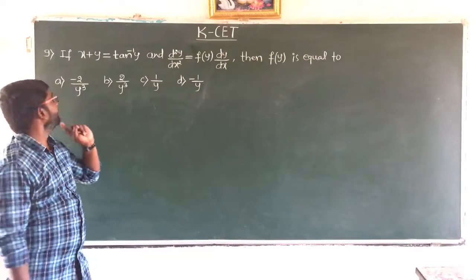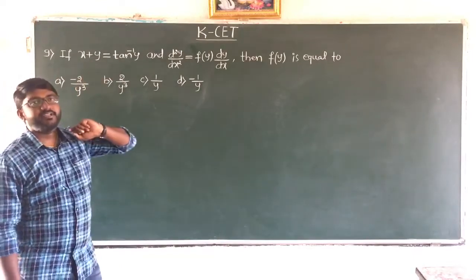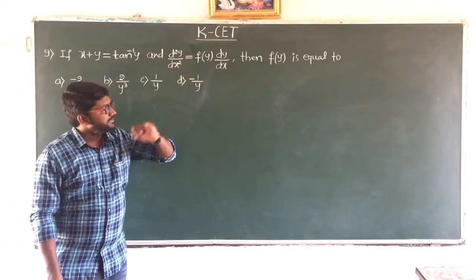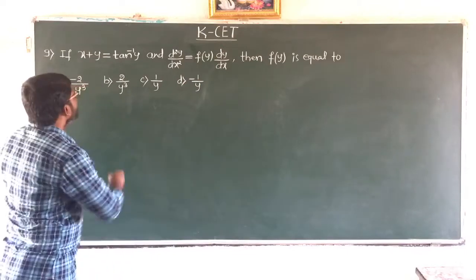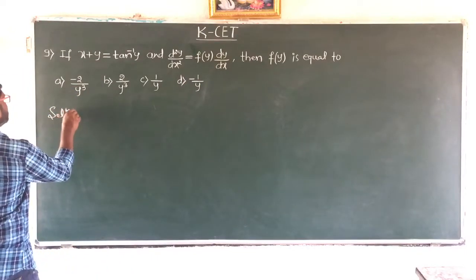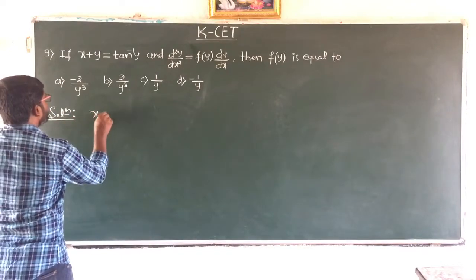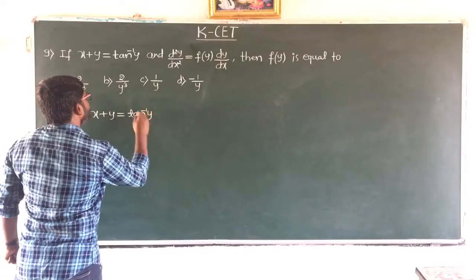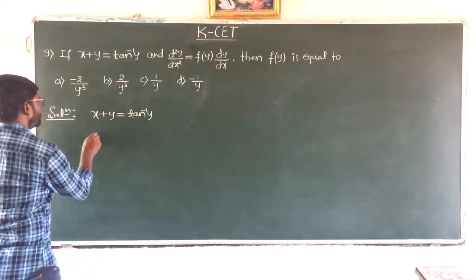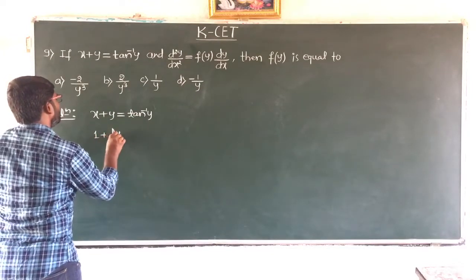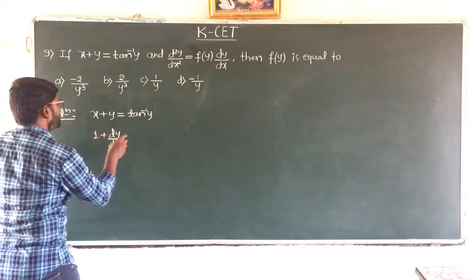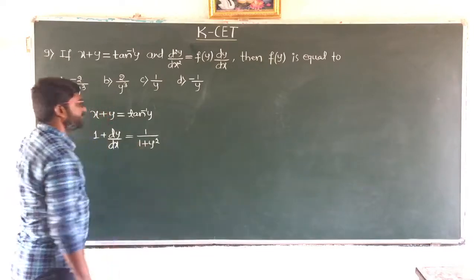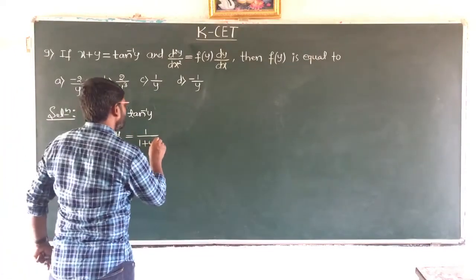Well, the next question is, if x plus y which is equal to tan inverse y and d square y by dx square equal to f of y into dy by dx, then f of y is equal to, so consider the given function x plus y which is equal to tan inverse y. Now differentiate with respect to x. So we get 1 plus dy by dx, which is equal to 1 divided by 1 plus y square. Derivative of tan inverse y will be 1 by 1 plus y square into dy by dx.